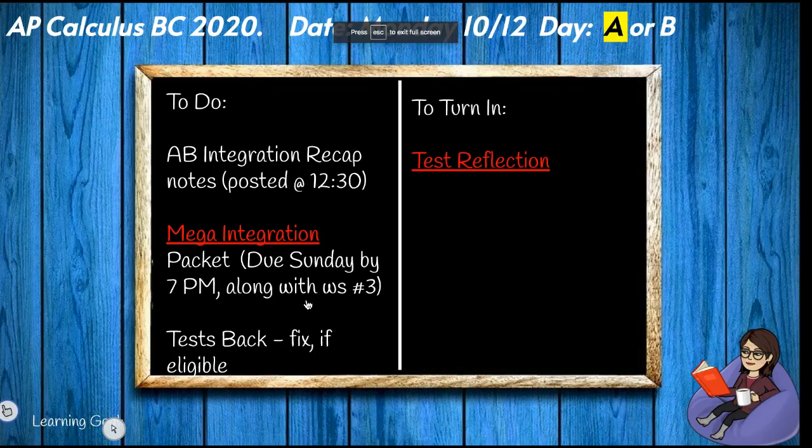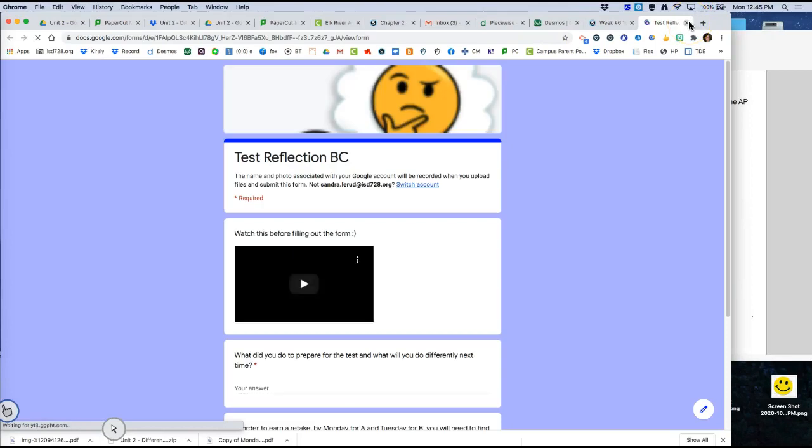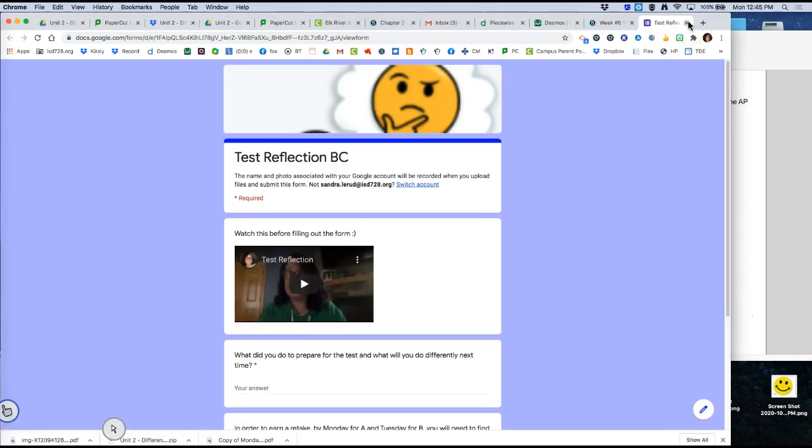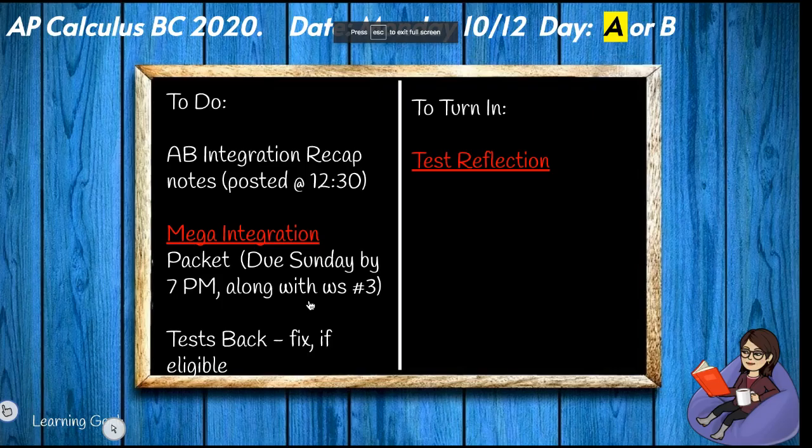So somebody just asked, are we going to get our tests back? And that's the first thing I talk to them about: make sure you hit this test reflection Google form so you can see what it says about what can or can't be done. There's a little video that explains it. So that's the first step. We're moving into a chapter called advanced techniques of integration in our book. It's chapter 8.